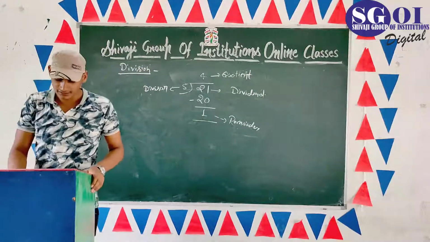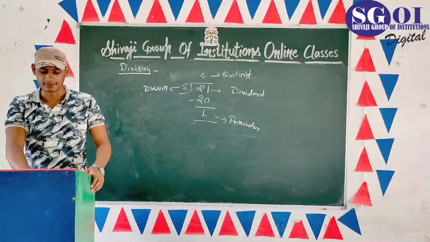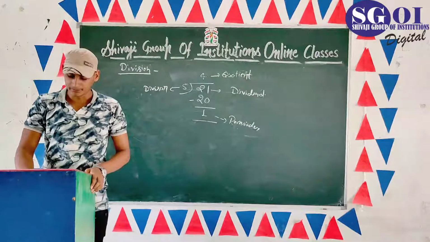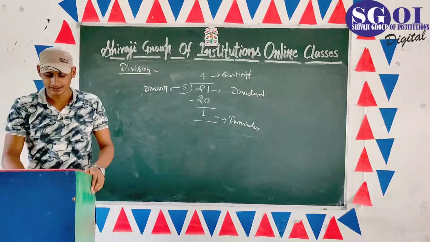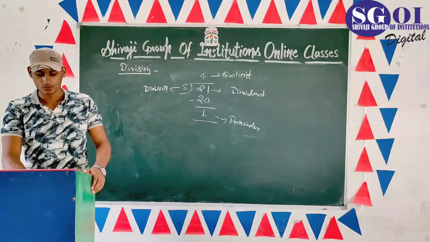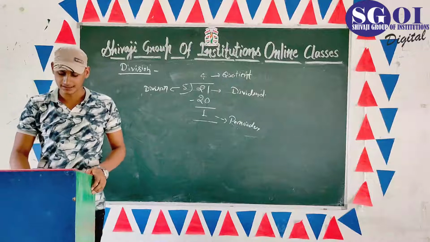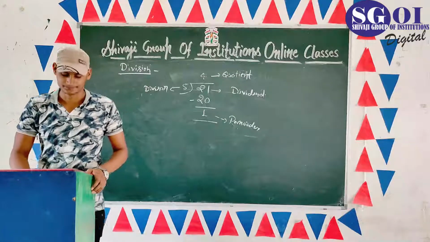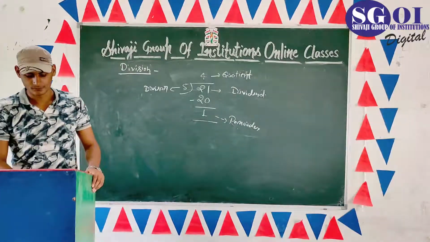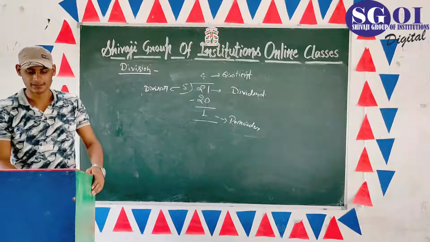Students, what is dividend? The number to be divided is called the dividend. And what is divisor? The number by which we divide the dividend is called the divisor. Okay, students, what is quotient? The number that we get after the division is called the quotient. And what is remainder? The number left after division is called the remainder.